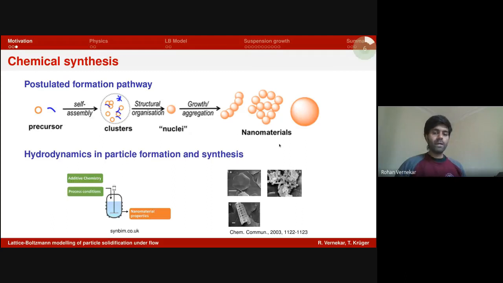What is observed experimentally is that when you have a flow situation and a no-flow situation, for example, when your beaker is stirred or when it's not stirred, you get a different shape of final product. So these are a few examples of what sort of nanomaterials you can get. When you have stirring, you get a different product, and when you don't have stirring, you get a completely different product. This means that hydrodynamics affects particle growth. And if you want to control that, it's important to understand what happens in this process.